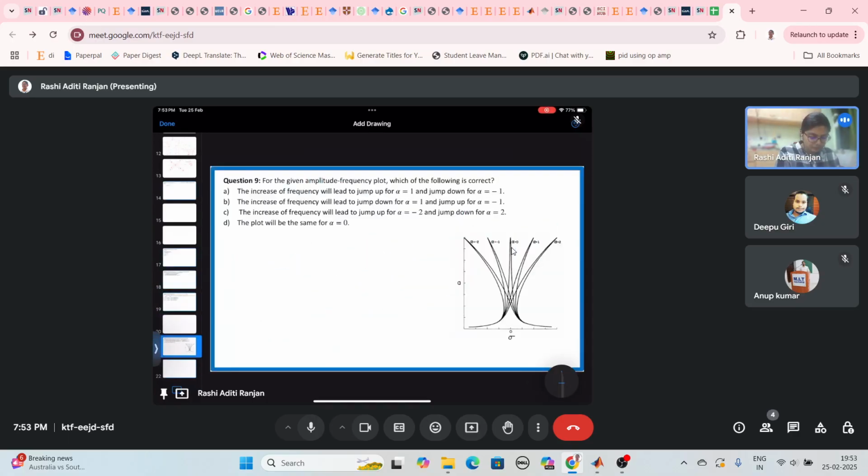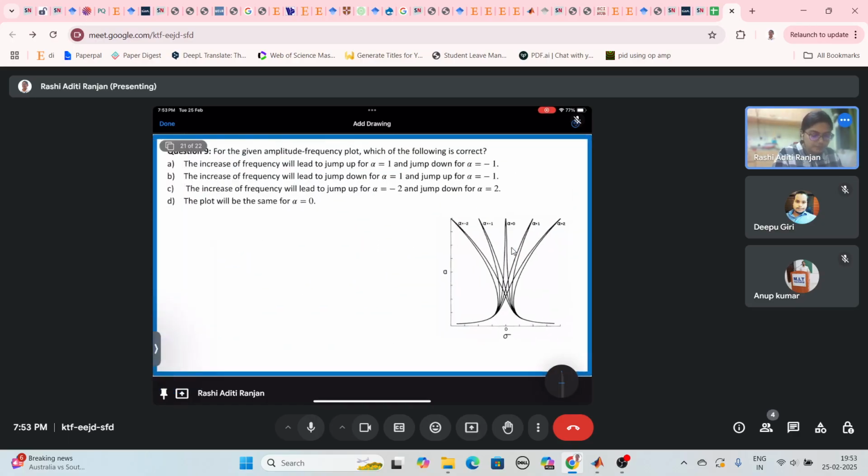Now we will come on to question number 9. For the given amplitude frequency plot, which of the following is correct? The increase of frequency will lead to a jump up from alpha is equal to 1 and a jump down for.